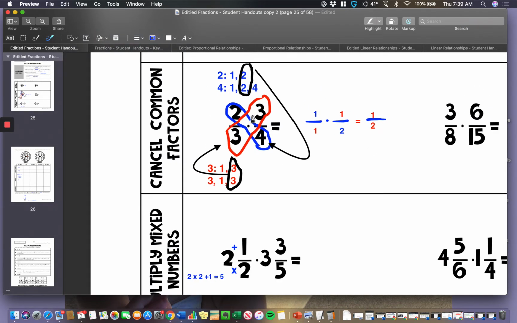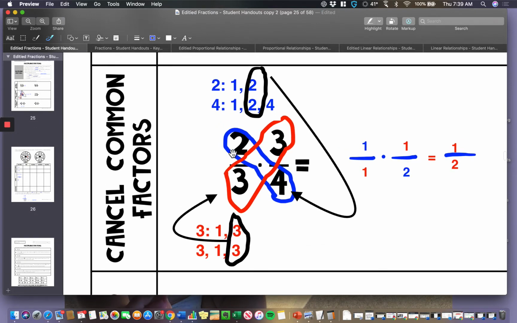All right, so quick recap. I want to cross reduce by finding the greatest common factors between the numbers that are across from each other from the first and second fraction. So I can take those numbers and cross reduce by finding the greatest common factor and dividing each numerator and denominator by it. So 2 divided by 2 was 1. 4 divided by 2 was 2. 3 divided by 3 was 1, and 3 divided by 3 was 1.